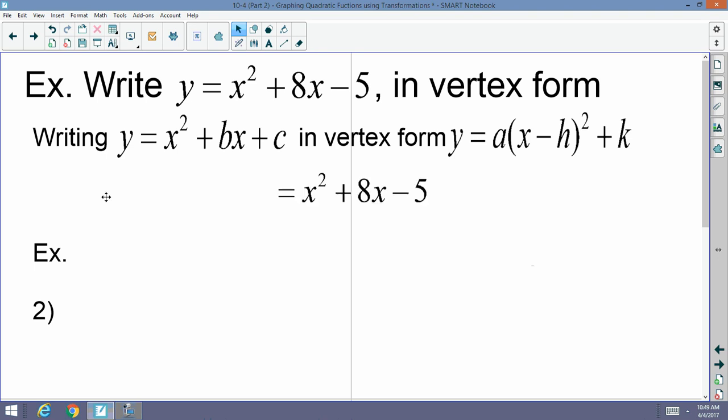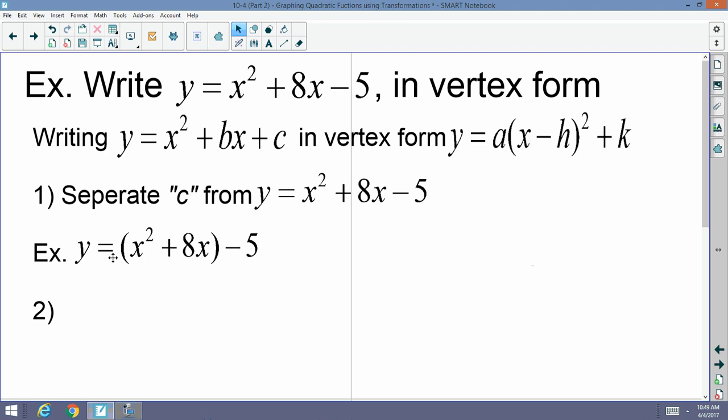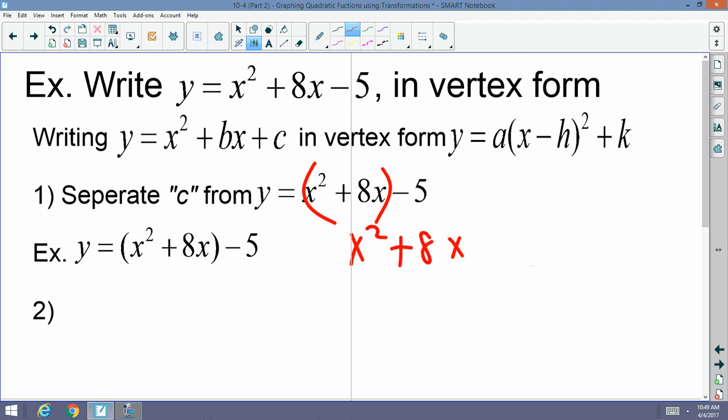Step 1. Separate the c from the x squared plus 8x. So literally just separate it. Don't bring it to the other side. Just separate it. All I did was separate these two. On your paper, you may have even given yourself some space. Separated it out.